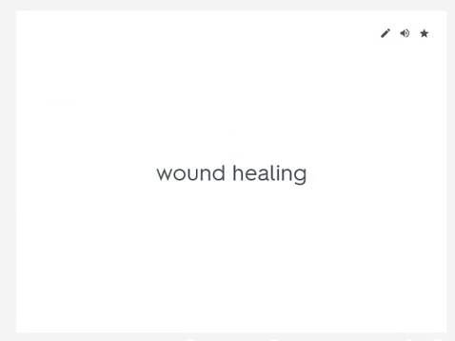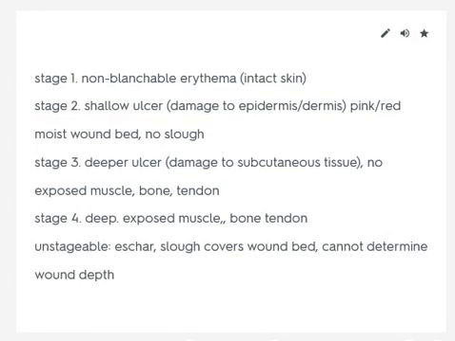Wound healing. Stage 1: non-blanchable erythema. Stage 2: shallow ulcer, pink red moist wound bed, no slough. Stage 3: deeper ulcer, no exposed muscle, bone, tendon. Stage 4: deep, exposed muscle, bone, tendon. Unstageable: eschar, slough covers wound bed, cannot determine wound depth.